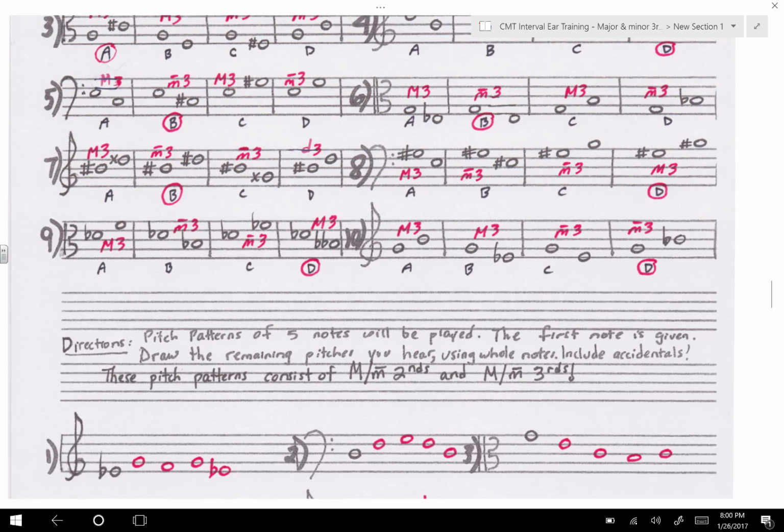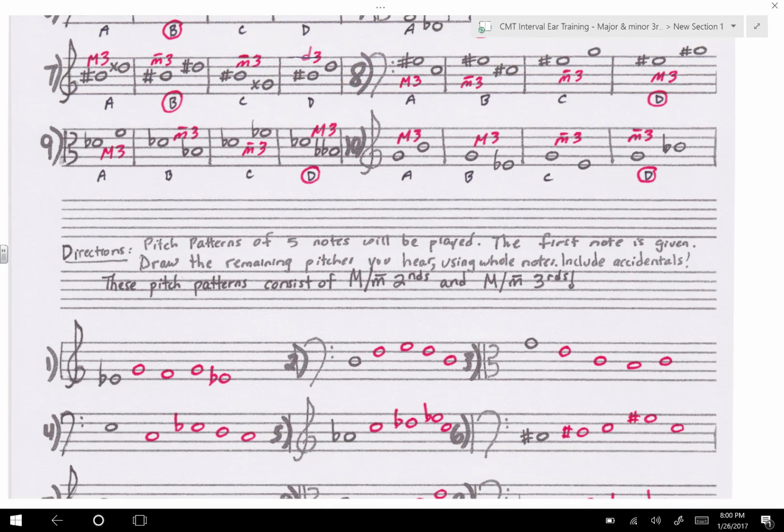Minor third, major third, minor second, minor second. Minor third, major third, minor second, minor second. It's getting harder. Number 4, bass clef. Our starting note is an E.